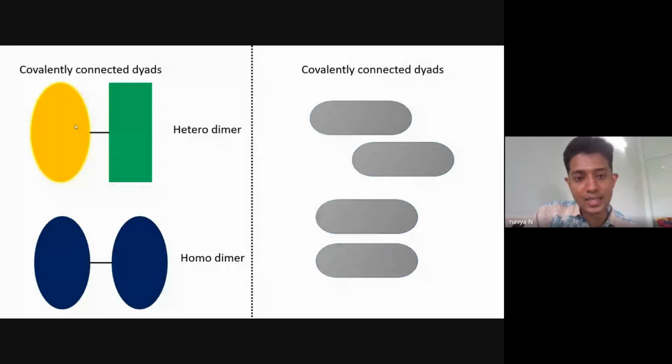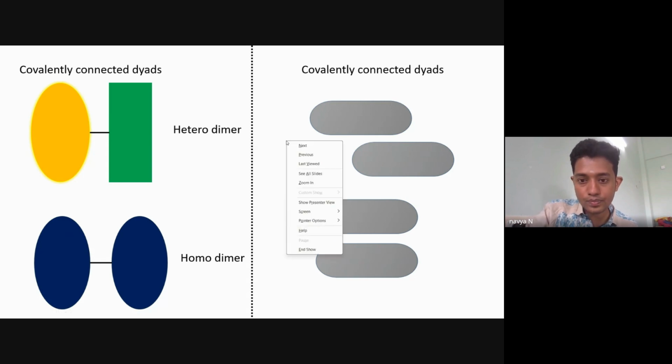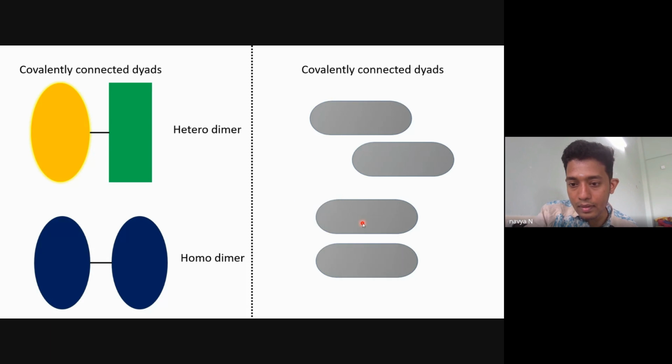The dyads are connected not only covalently, but also non-covalently. By mistake, I have written covalently connected. Here you can see it's non-covalently connected. It's a kind of stacking. You can see that the first one is a kind of slip stacked, so one is not exactly over the other. It's a kind of slipped stacked arrangement.